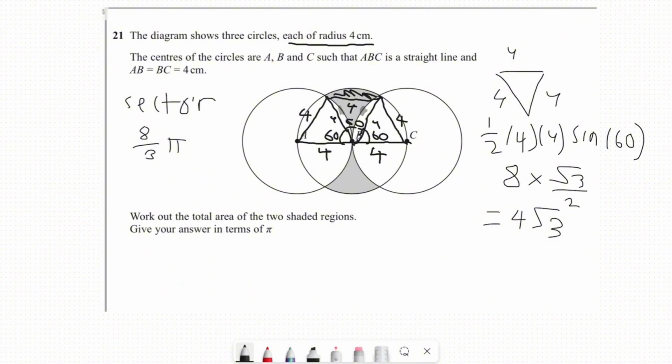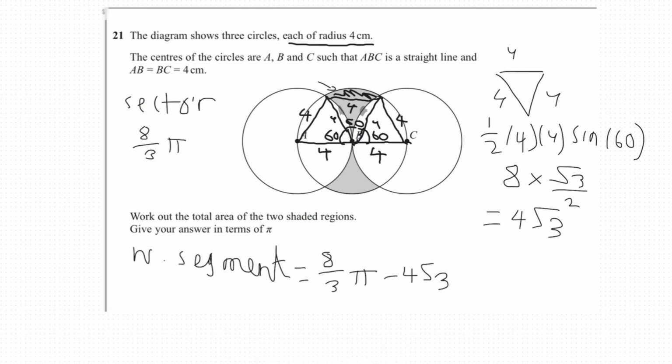So then what we can do is we can take the area of the sector, minus it from the area of the triangle, and we will get this bit here, this sort of segment that I squiggled in. And that is equal to 1 white segment. So let's just write this down, white segment. And that is equal to, as we said, the area of the sector, which is 8 over 3 pi, minus 4 root 3. So that gives us the area of one segment.